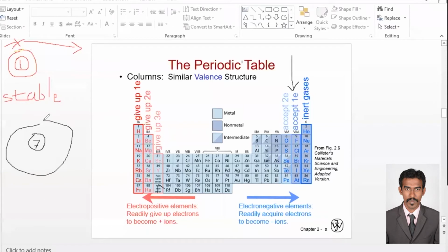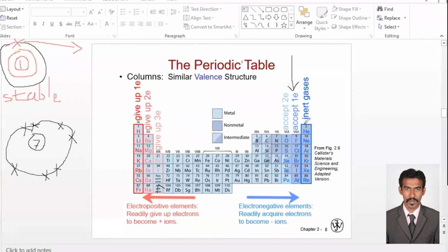So this does have 7 elements in the last orbit, right? They tend to be stable. So in order to be stable, this one has an extra 1 electron. So what it will try to do is send that electron out so that it can gain the 8, that is the inert gas configuration, right?